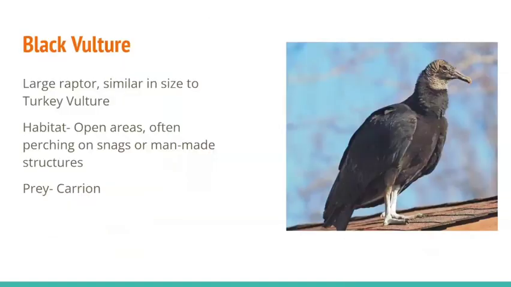So next we have our black vulture. This species is kind of a newcomer to the Northeast. They are another large raptor similar in size to turkey vultures, and they also overlap in habitat. So again, open areas and often seen perching on snags or man-made structures. They will also primarily prey on carrion, and they will often follow turkey vultures to a site and will sometimes even chase them off of the food that they found. So lots of drama out there in the bird world.